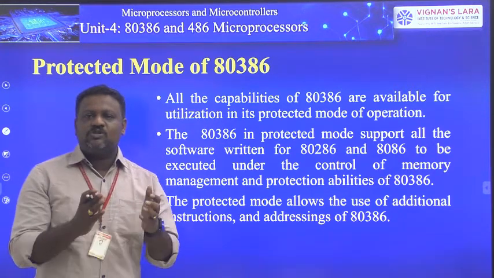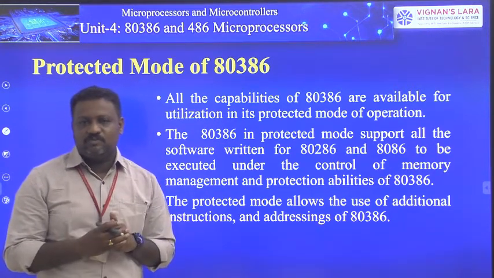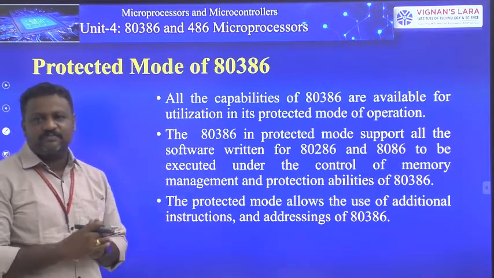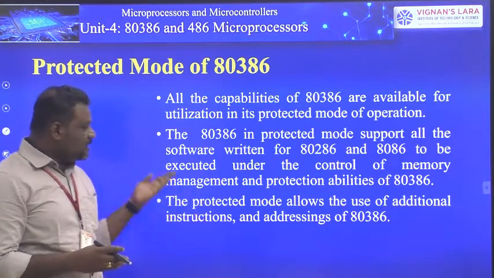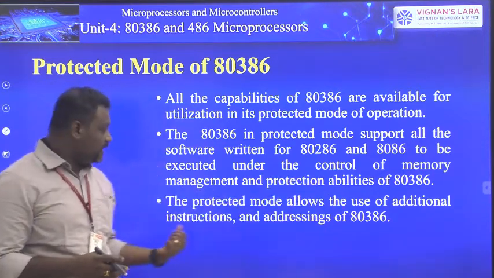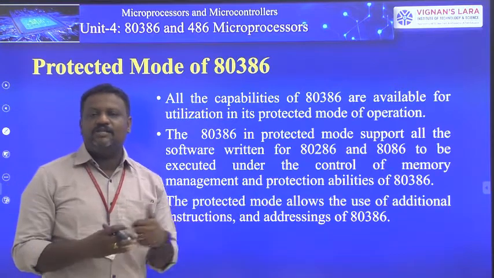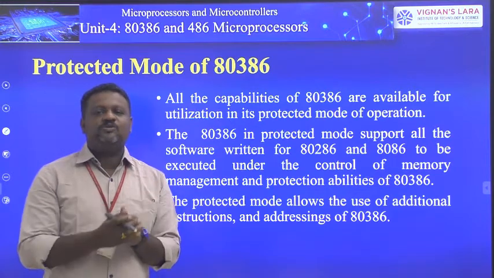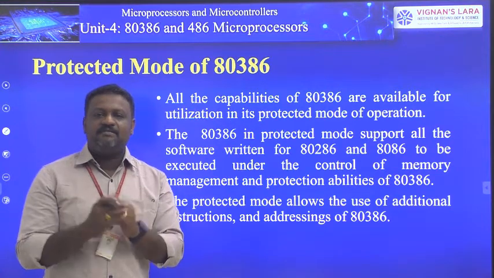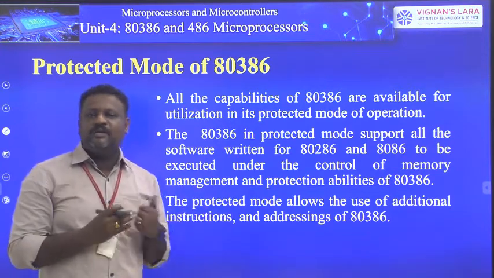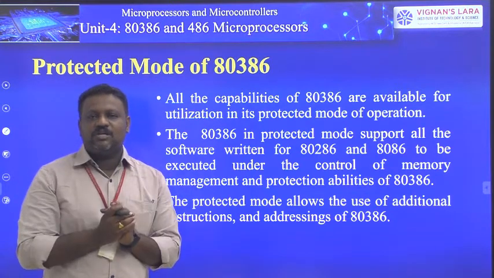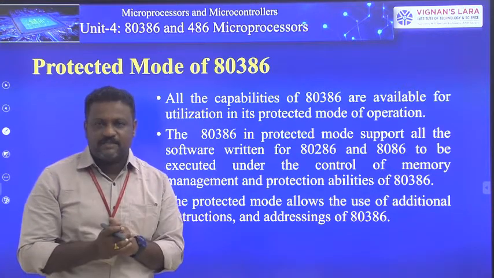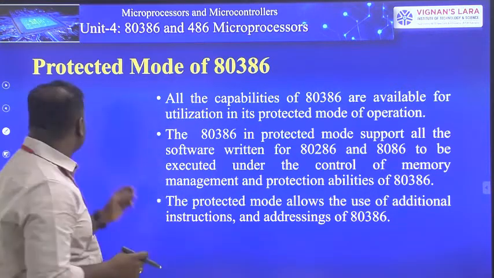The instructions made with the help of those addressing modes can be used only in protected mode. That's why I wrote that protected mode allows the use of additional instructions and additional addressing modes. The new instructions defined in 80386 which are not available in 8086 or 80286 are also used only in protected mode operation of 80386. That is the meaning of this.